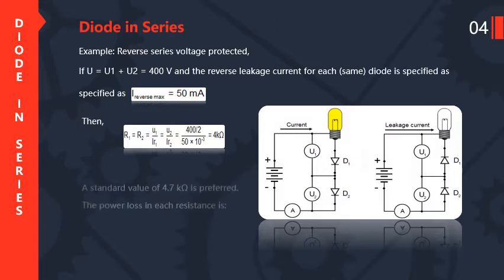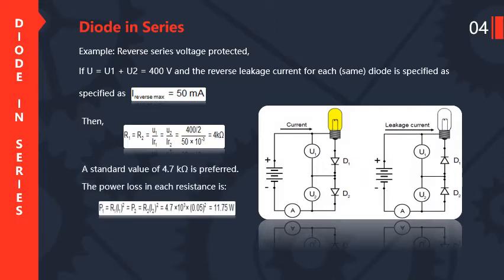This is the circuit diagram. A standard value of 4.7 kilo ohm is preferred. The power loss in each resistor is, simple formula, P is equal to I square R. So P1 is equal to I1 square into R1, and P2 is equal to I2 square into R2, is equal to 4.7 into 10 raised to the power 3 into 0.05 square. So finally we get 11.75 watt.